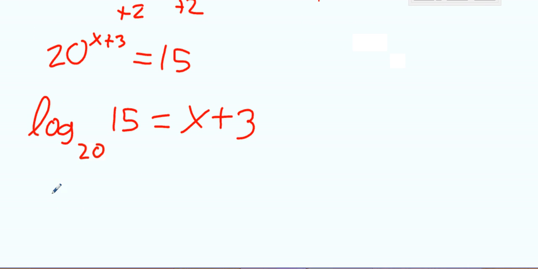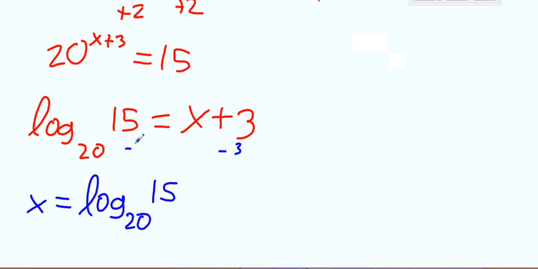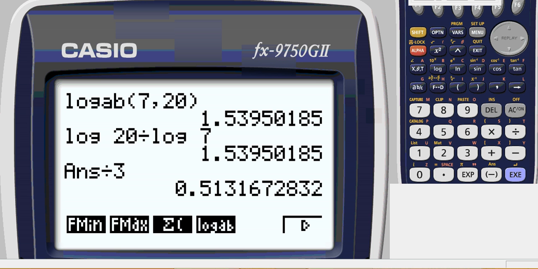So to get x by itself, to finish this off, subtract the 3, we get x equals log base 20 of 15, and we're just subtracting the 3. So that's minus 3. Then we'll pull out our calculator and do log base 20 of 15, and then subtract 3 from that answer. So since it's log base 20 of 15, you could do log 15 divided by log of 20.